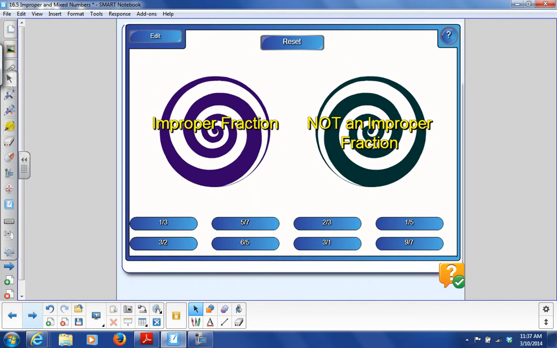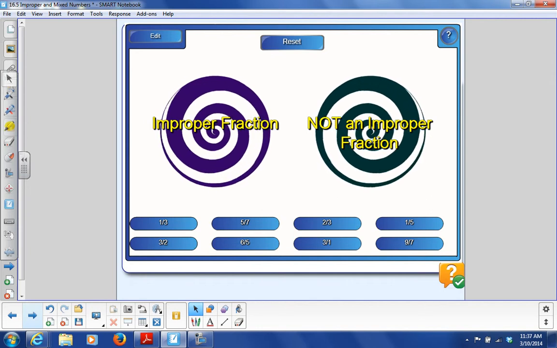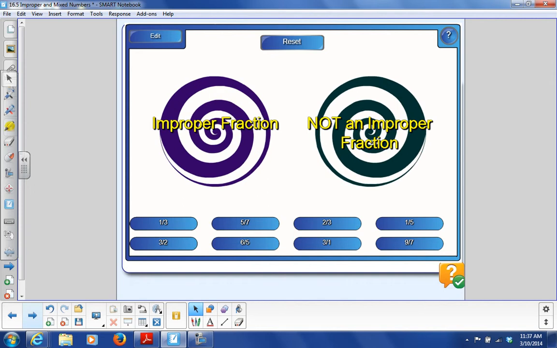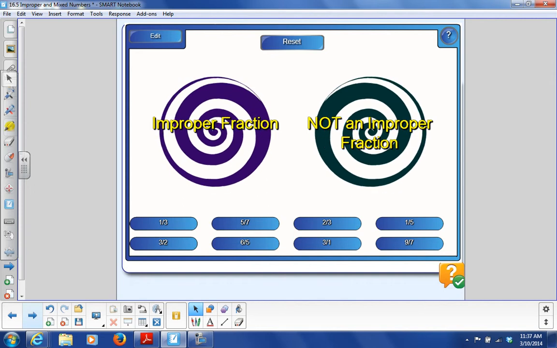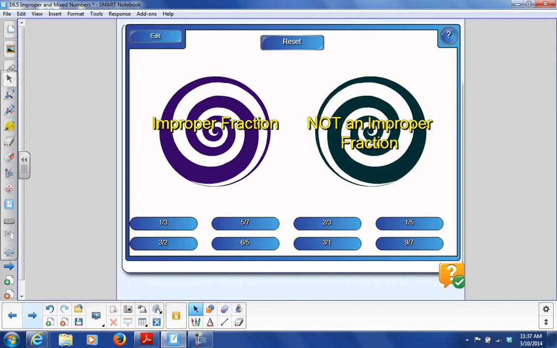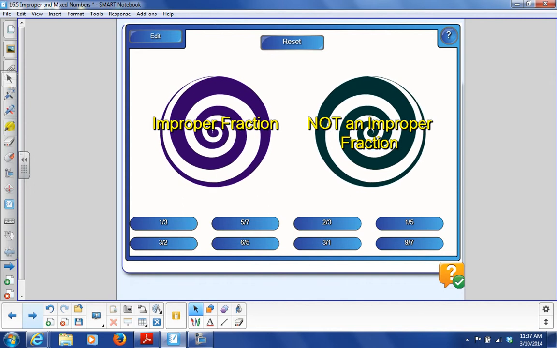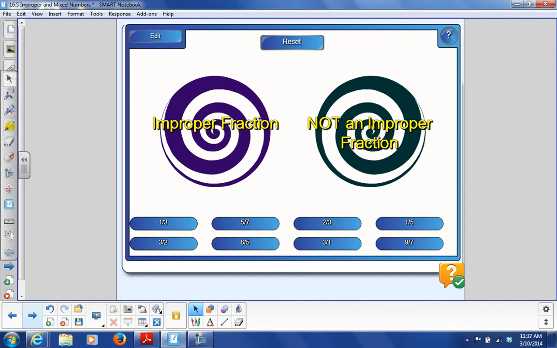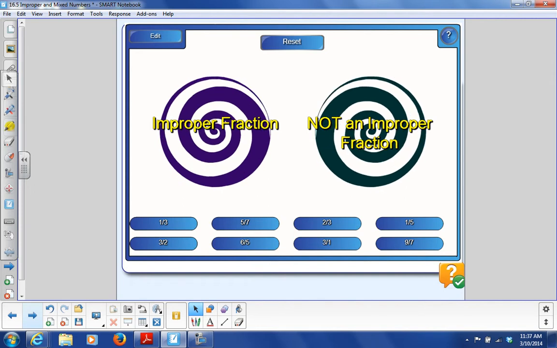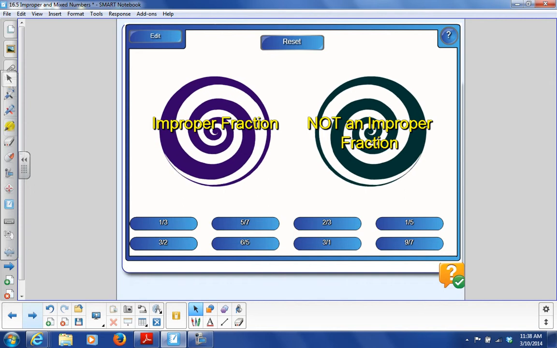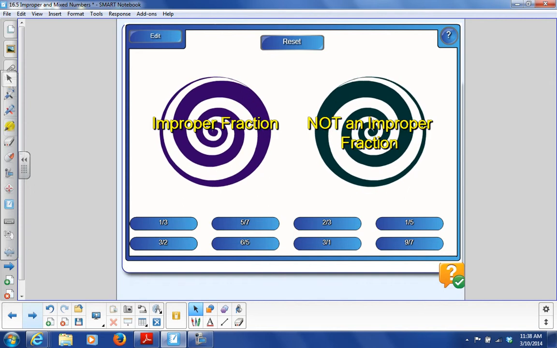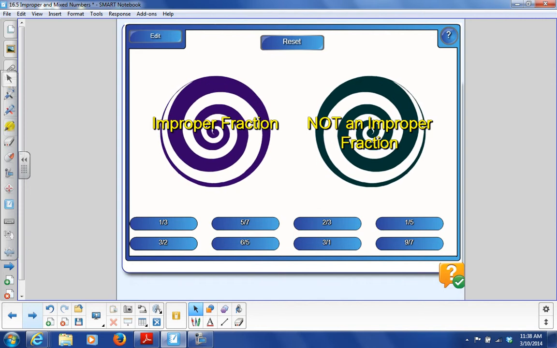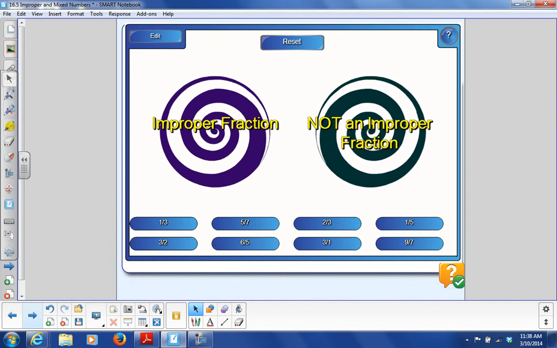Okay, let's figure out if these are improper or not improper fractions. Kaylin, come up here. No, I want you to do one of them. So 1/3. Is it improper or not an improper fraction? Okay, Kaylin believes it's not an improper fraction. Leave it alone, please. Thank you. Sit down. All right, so take 1/3 and drag it into whatever place that you believe it to be.